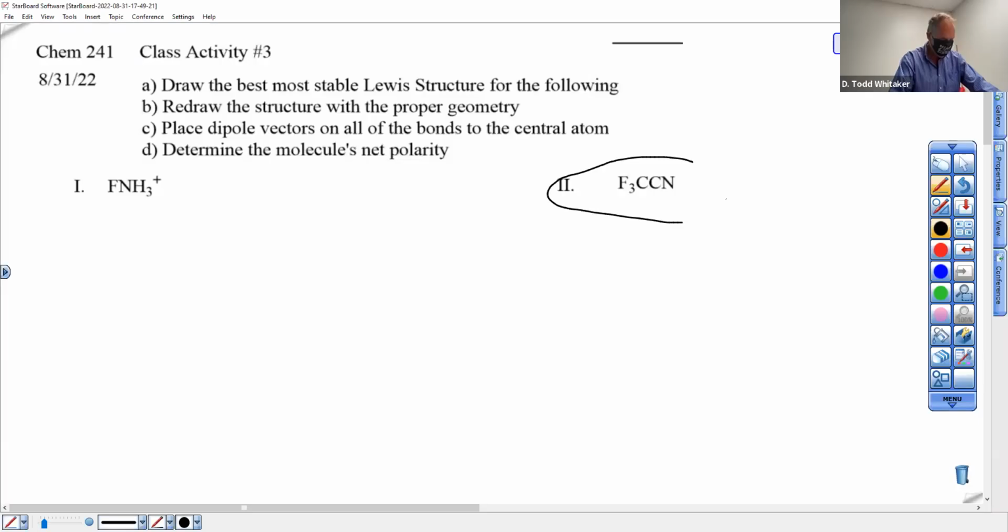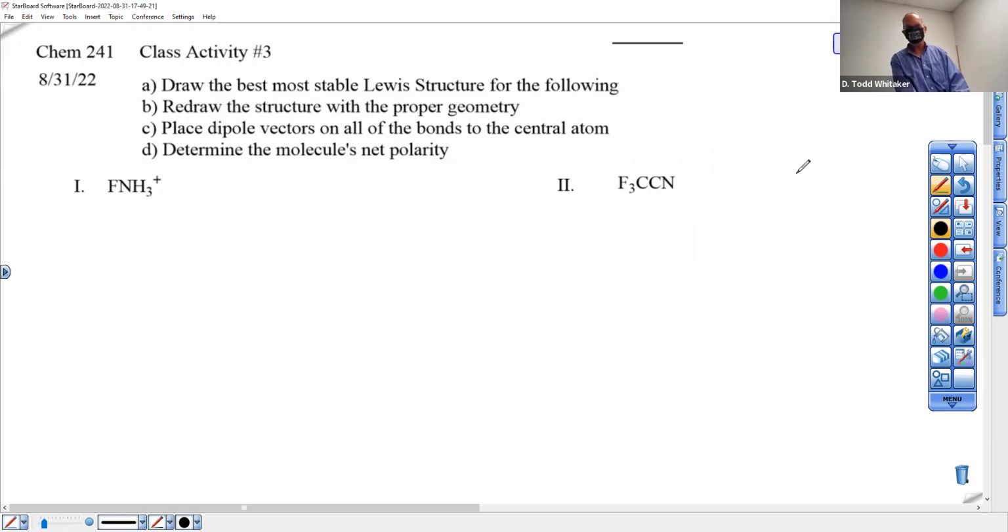We will continue our discussion of hybridization leading to Lewis structures and geometry and bonding and polarity. And this time we're going to do this one right here. F3CCN. I know it's organic enough.